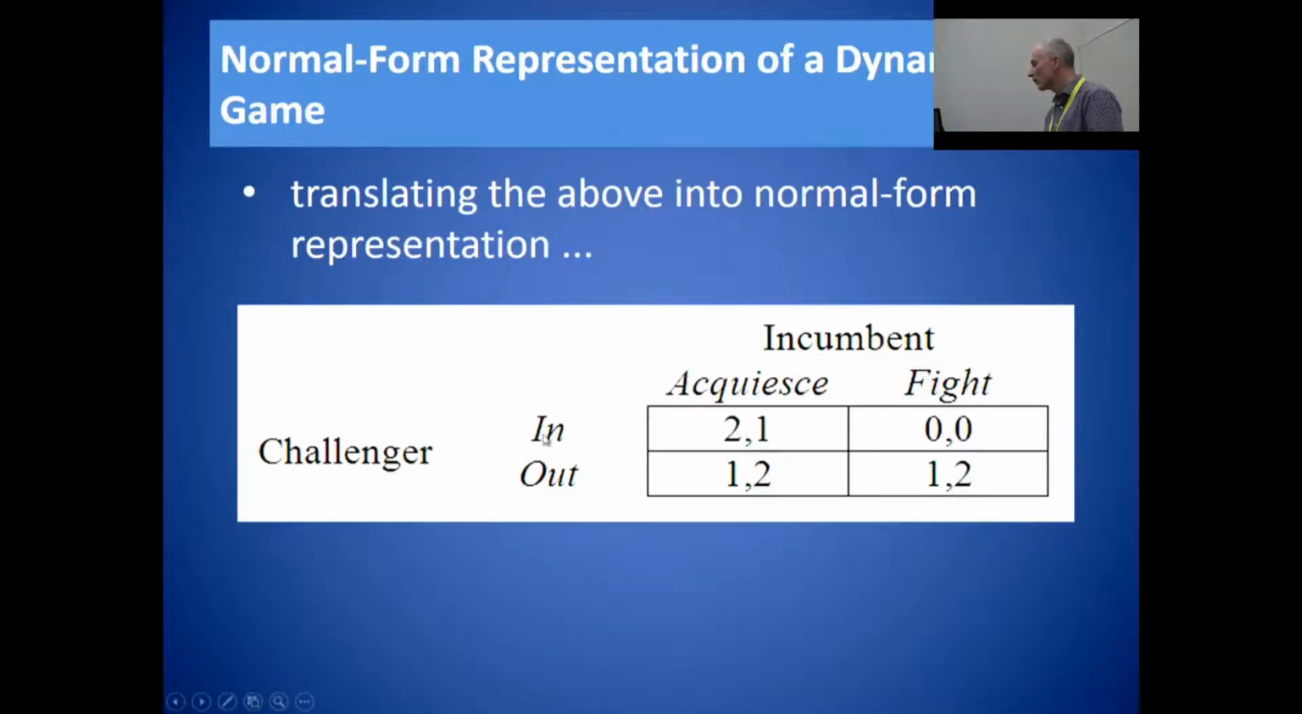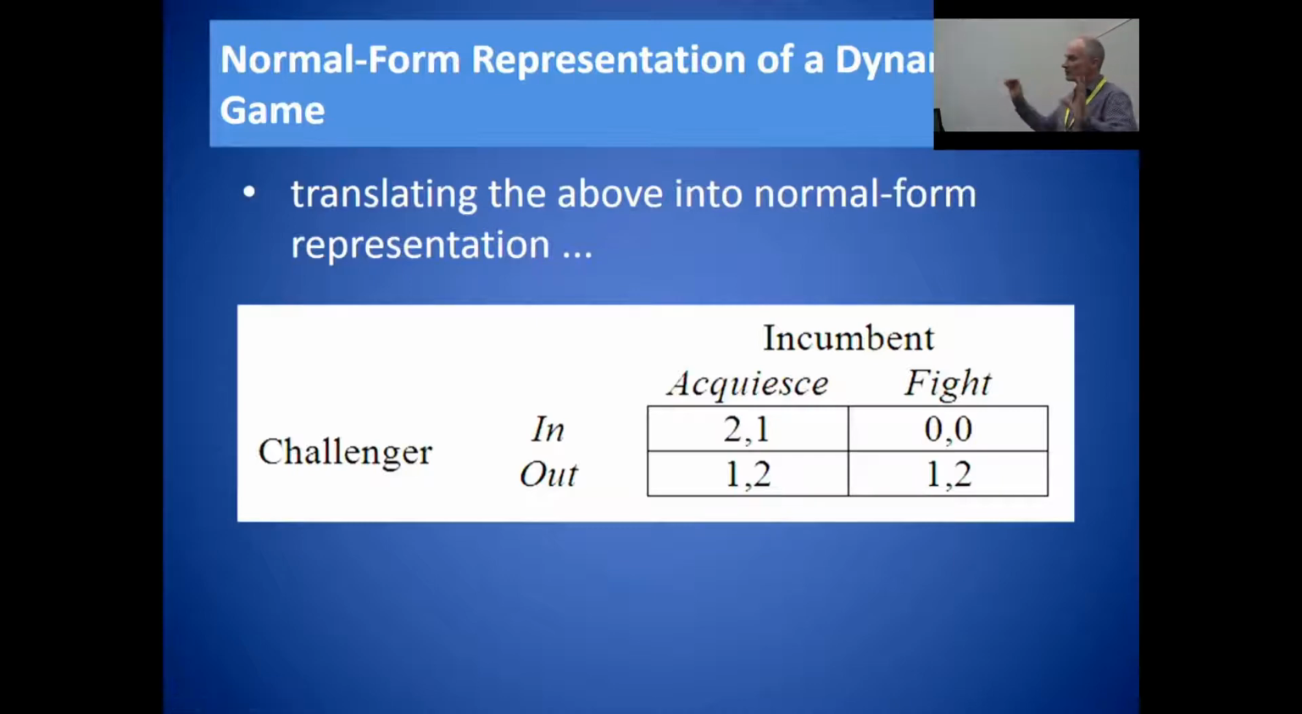So, if, for example, the challenger chose to enter the market, the payoffs would change dependent upon what the incumbent does. If the incumbent chose to acquiesce, the payoffs would be 2 to the challenger and 1 to the incumbent. If rather the incumbent chose to fight, the payoffs would be 0 to both challenger and incumbent. However, if the challenger chooses to stay out, that's where the game ended. And it does not matter what the incumbent firm does. So the payoffs are exactly the same: 1 to the challenger and 2 to the incumbent.